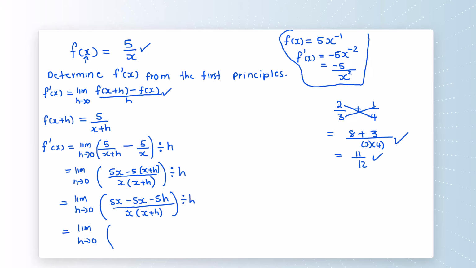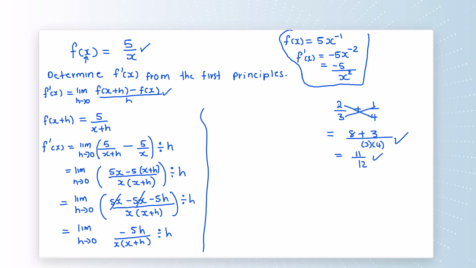Equals the limit as h tends to 0. Simplify. 5x and minus 5x are going to cancel each other. We have minus 5h over x into x plus h, divided by h. Great.